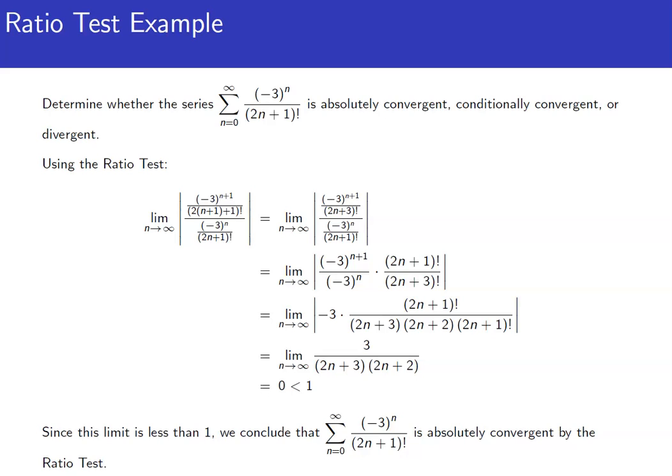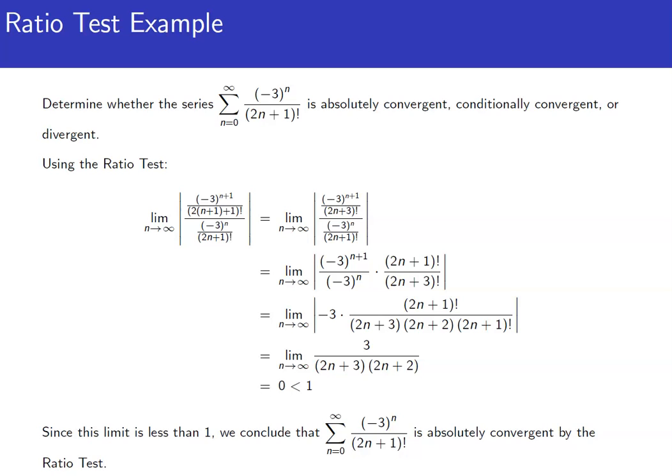In this video, we're going to look at an example using the ratio test. So we're being asked to determine whether the series from 0 to infinity of negative 3 raised to the nth power over 2n plus 1 factorial is absolutely convergent, conditionally convergent, or divergent.